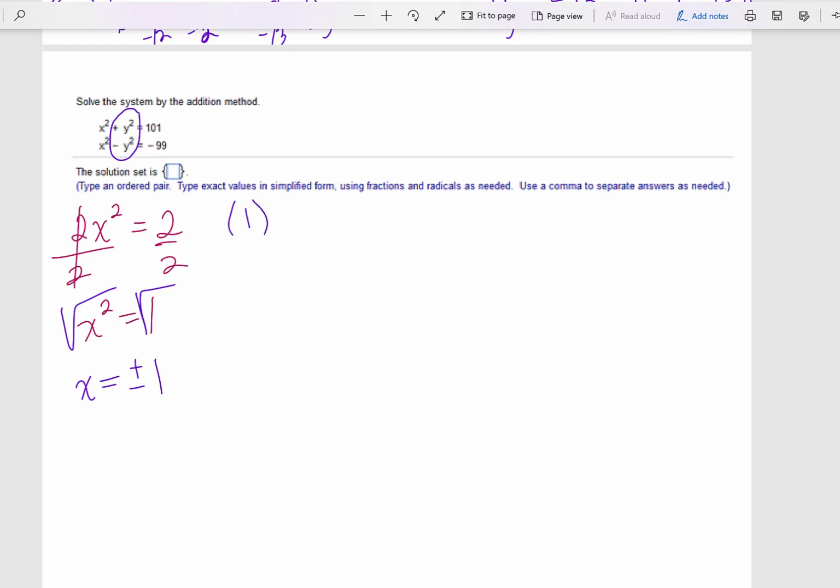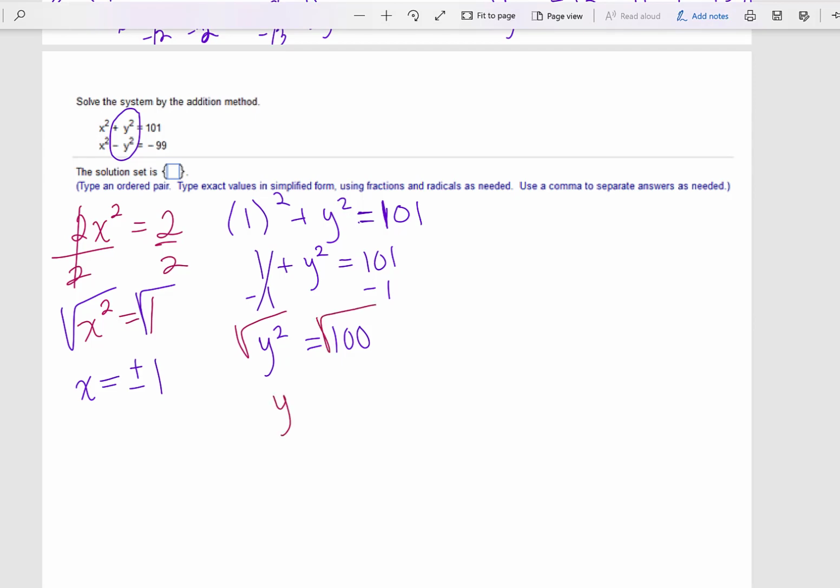First, I'm just going to do +1. Okay, so I get 1 plus y squared equals 101. Continue to solve for y. I get y squared equals 100. Again, I'm going to take the square root of both sides. I get just y on the left side, which was my goal, right? But on the right side, I get plus or minus 10. Because remember, -10 squared would also give me positive 100.